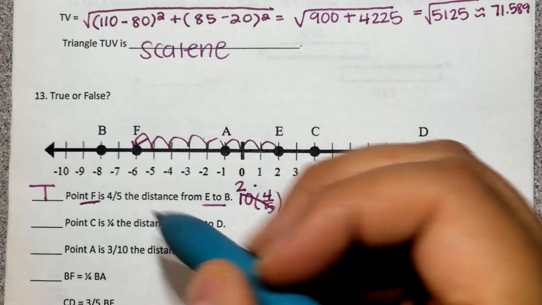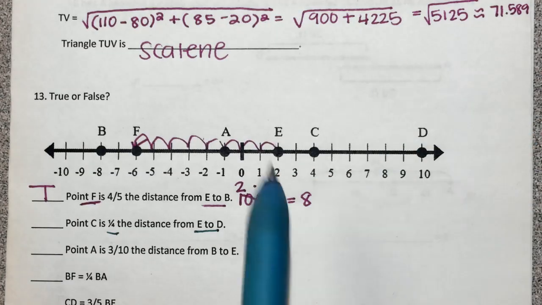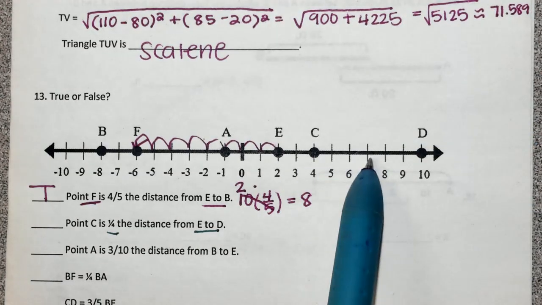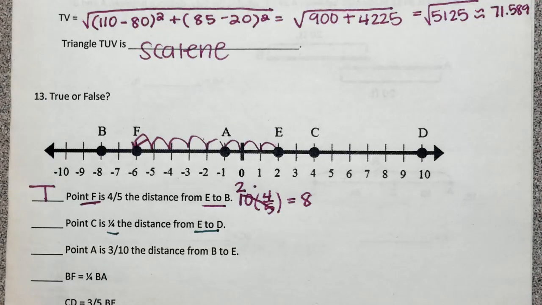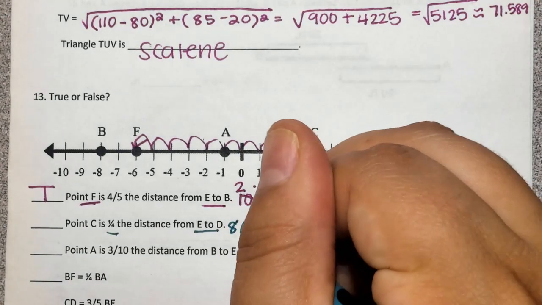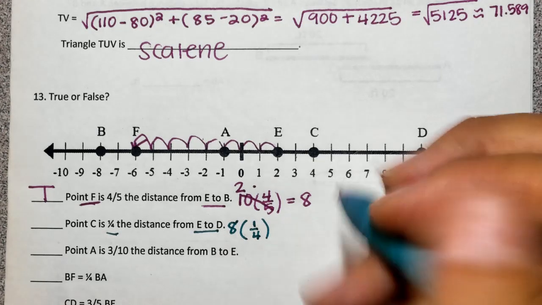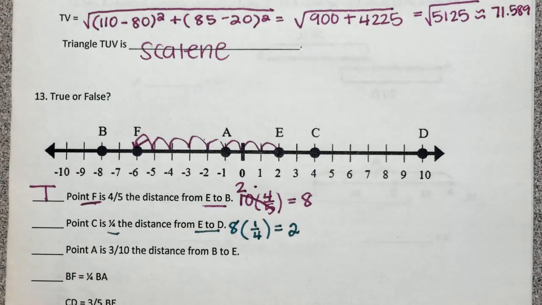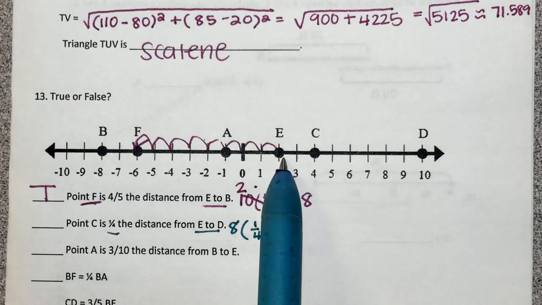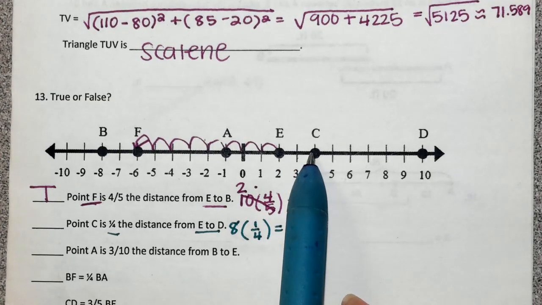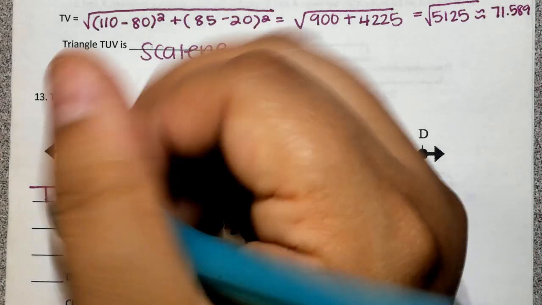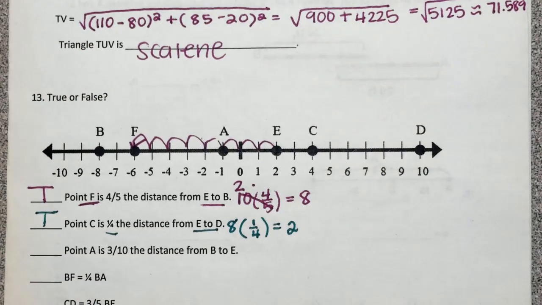Point C is 1/4 the distance from E to D. So E to D is how much? 8. And I want 1/4. What's 1/4 of 8? 2. So if I'm at E and I go 2, do I end up at C? So that's true. Does that make sense? Are you good over there? Okay, let me know.